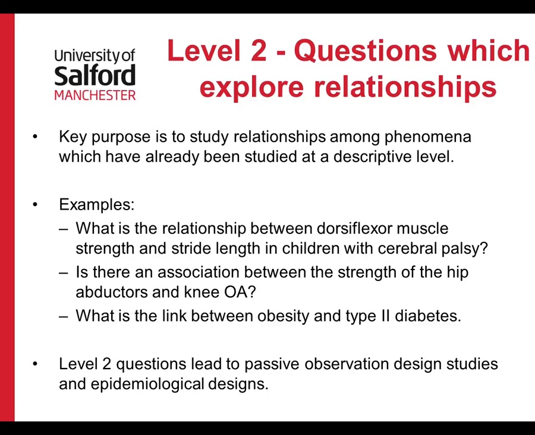So, some examples that we might see in health sciences. What's the relationship between dorsiflexor muscle strength and stride length in children with cerebral palsy? Is there an association between the strength of the hip adductors and knee osteoarthritis? And what's the link between obesity and type 2 diabetes? And you can see in each of those questions we're trying to understand a relationship, an association or a link between two experimentally measured variables.